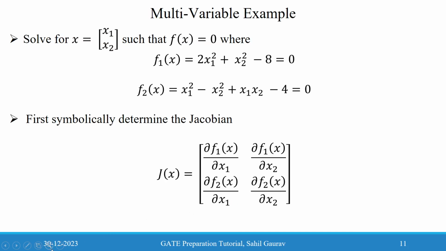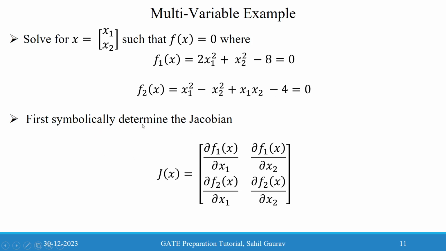Now, similar to the scalar variable, let us take an example for the multivariable case. Here we have to solve for x, that is x1, x2, such that f(x) is equal to 0, where these functions have been given: f1(x) is equal to 2x1 squared plus x2 squared minus 8 is equal to 0, and f2(x) is equal to x1 squared minus x2 squared plus x1 x2 minus 4 is equal to 0.